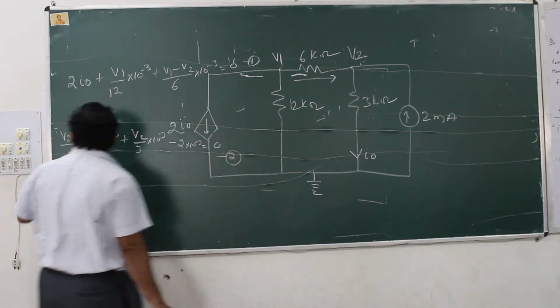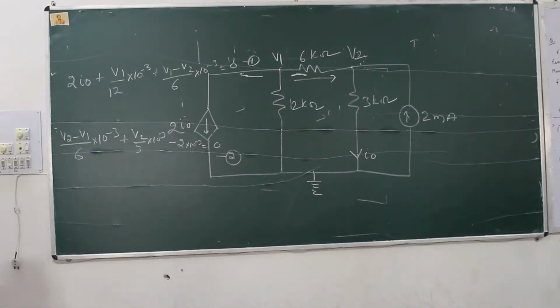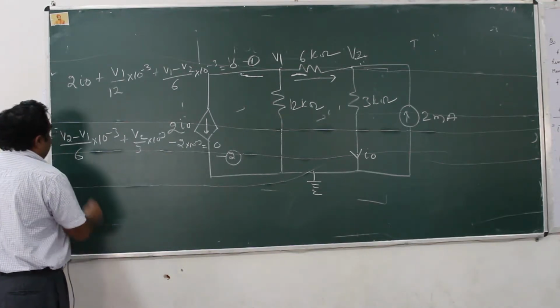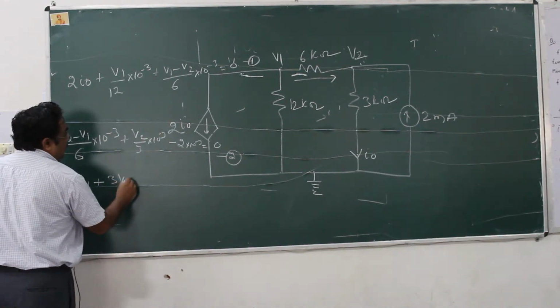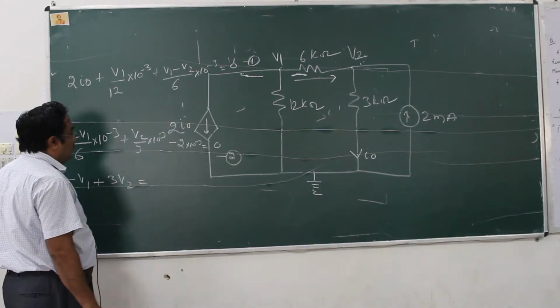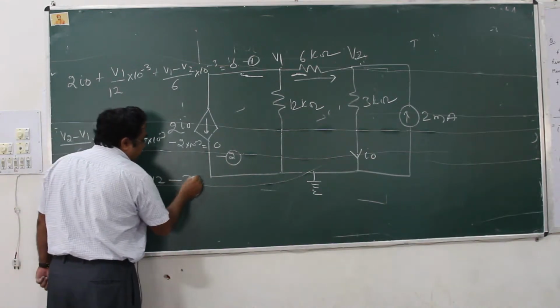Okay, so you can further rearrange it by eliminating 10 raised to power minus 3. So what you will get? Minus V1 plus 3V2 equal to 12. This is, let's say, equation number 3.